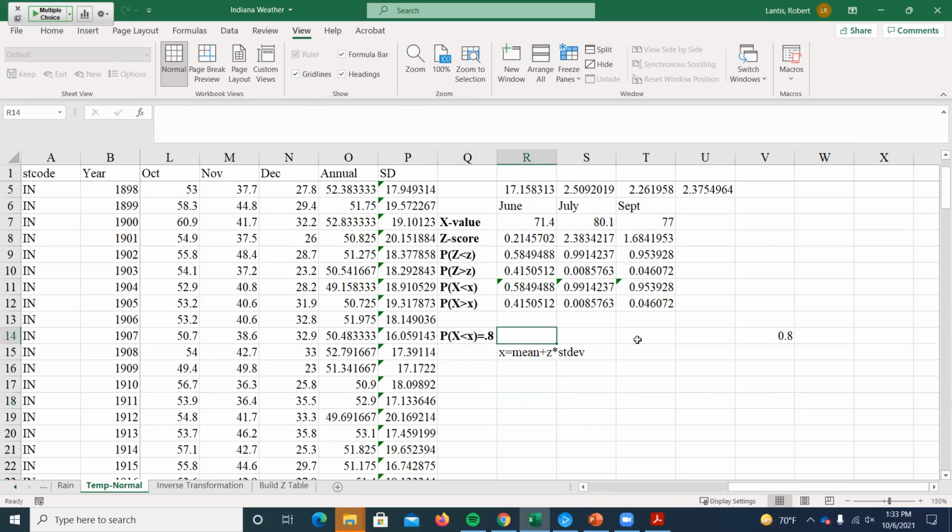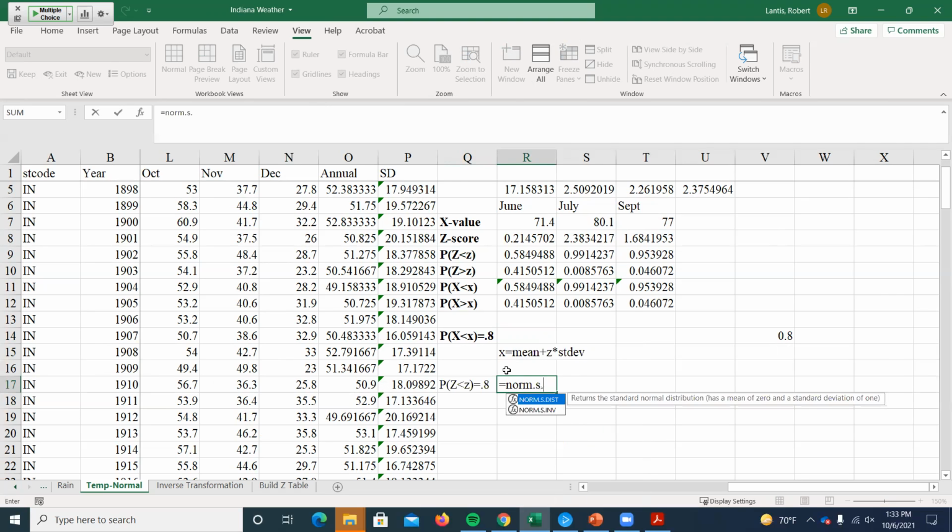So the way that I'm going to do that, I want to label this so that it's a little bit easier. So first I'm going to find that z-score. So I'm going to use the norm.s.inv. What norm.s.inv does is it says, okay, look, Excel, use a standard normal distribution, right?